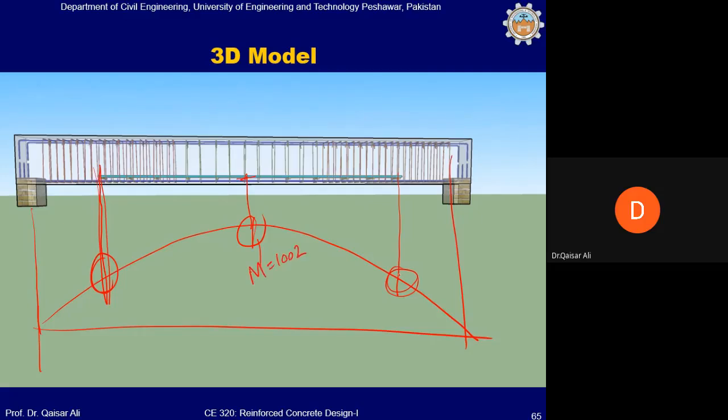This MU was 1000. This MU will not be 1000. This may be 300 or whatever it is. You can calculate this from the distance of the support. So instead of carrying these 2 bars to the support, we can curtail these 2 bars here, at this location, where they are no longer required, and save some money. So this is called curtailment of reinforcement.